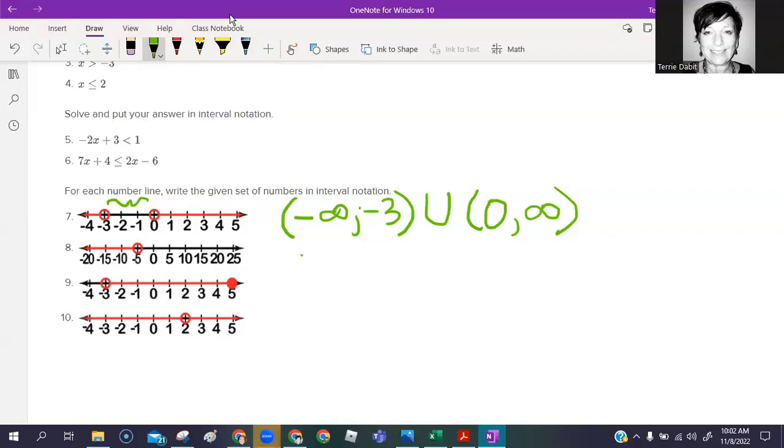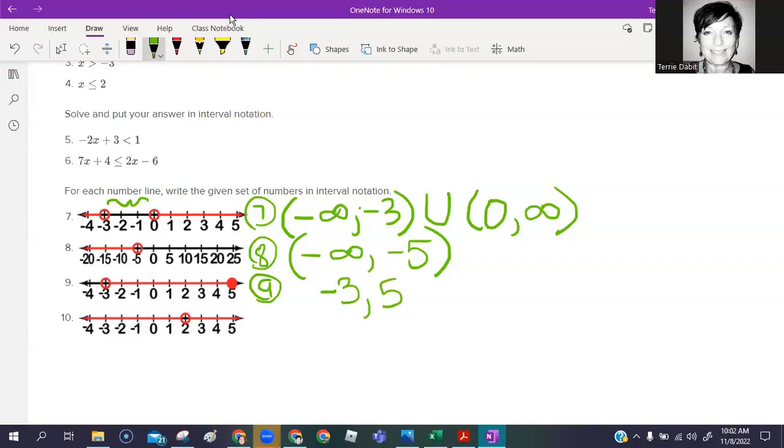In number 8, it looks like I started at negative infinity and stopped at negative 5. It does not include the negative 5, so I put parentheses. In number 9, it looks like my graph is graphed between two numbers. My beginning point is negative 3, and my ending point is positive 5. On the negative 3, I have an open circle, so that's parentheses. And then on the 5, I have a closed circle, which is going to be a bracket.